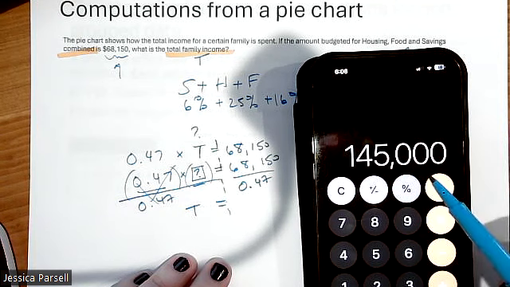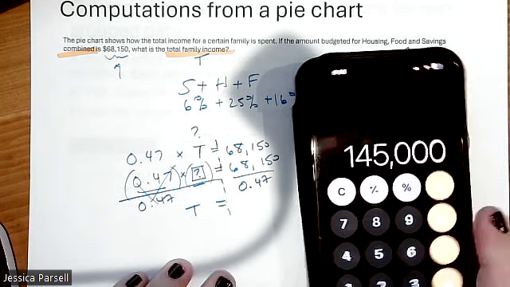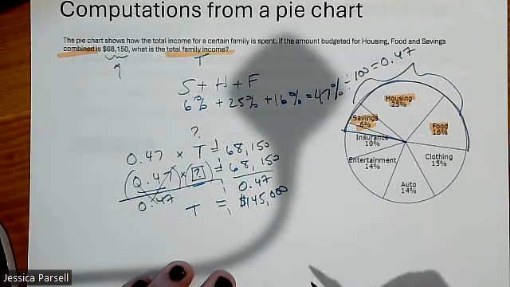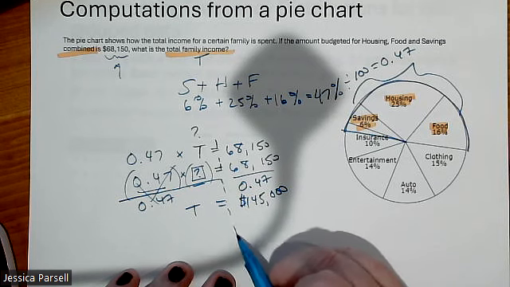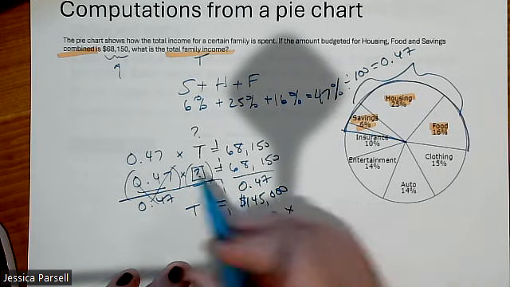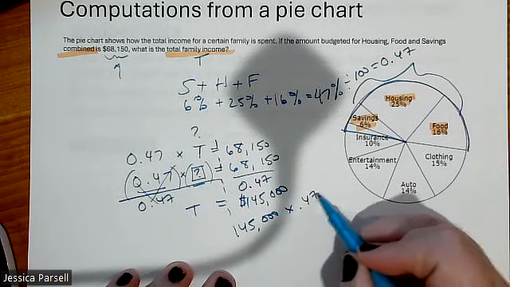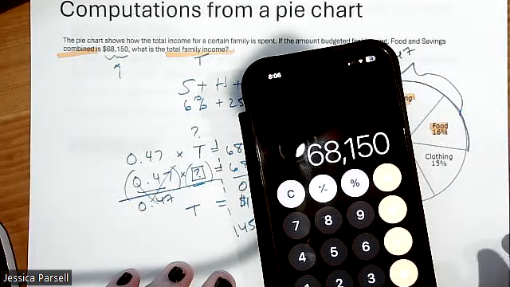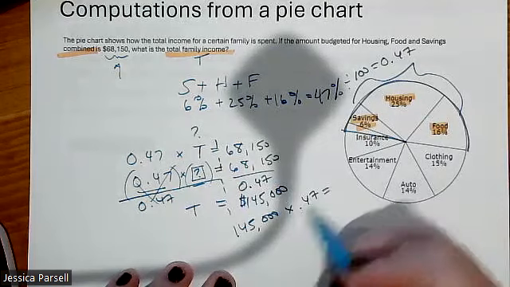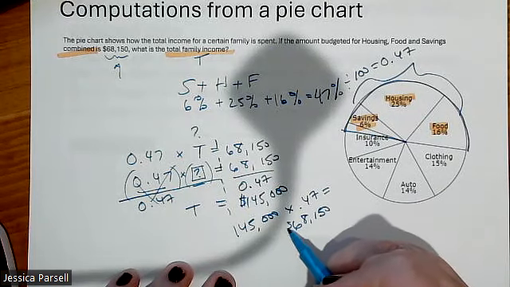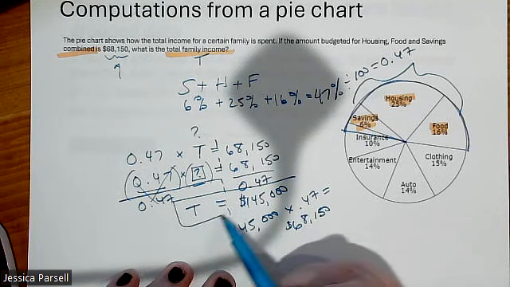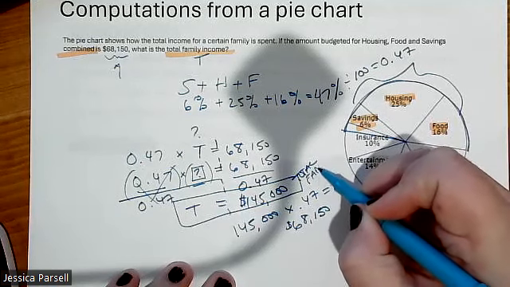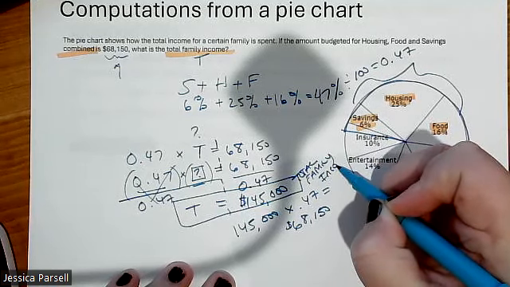All right, so the total family income has to be 145,000. So T equals 145,000. And you could check that if you wanted. You could go backwards and say 145,000 times 0.47, right? 145,000 times 0.47. It's going to bring us back to the 68,150. Okay, so they're asking us for total family income, and that is $145,000. Total family working together income.